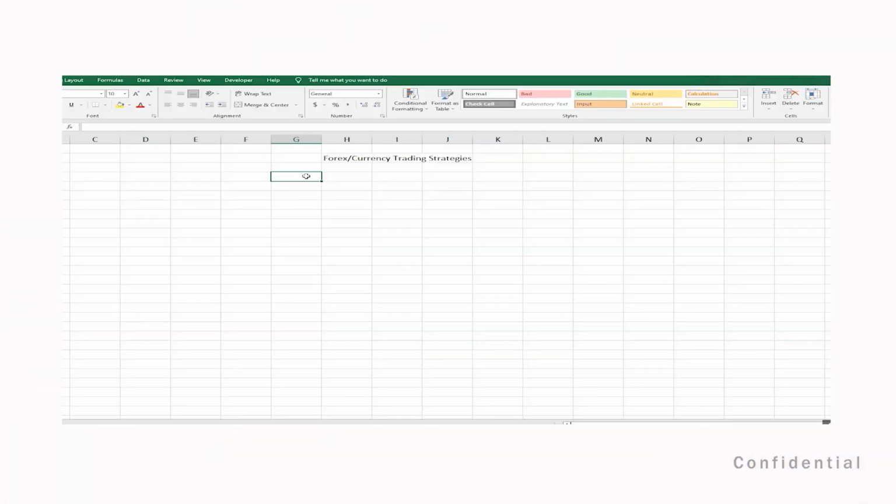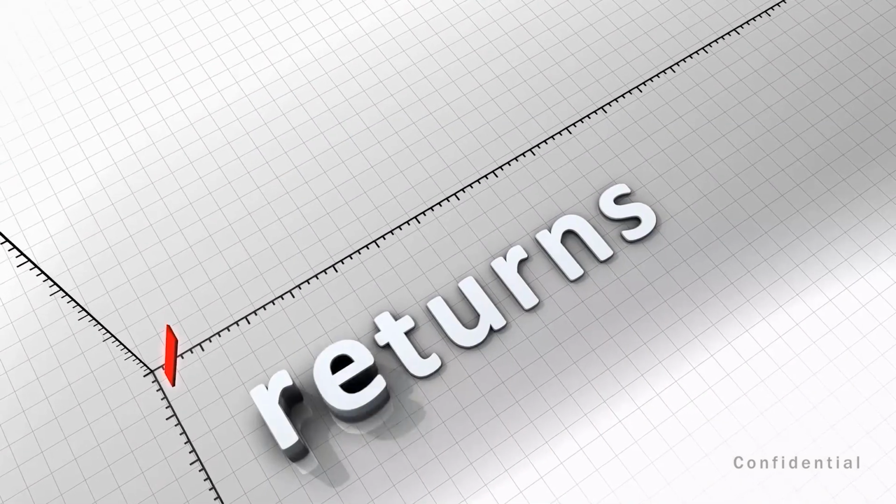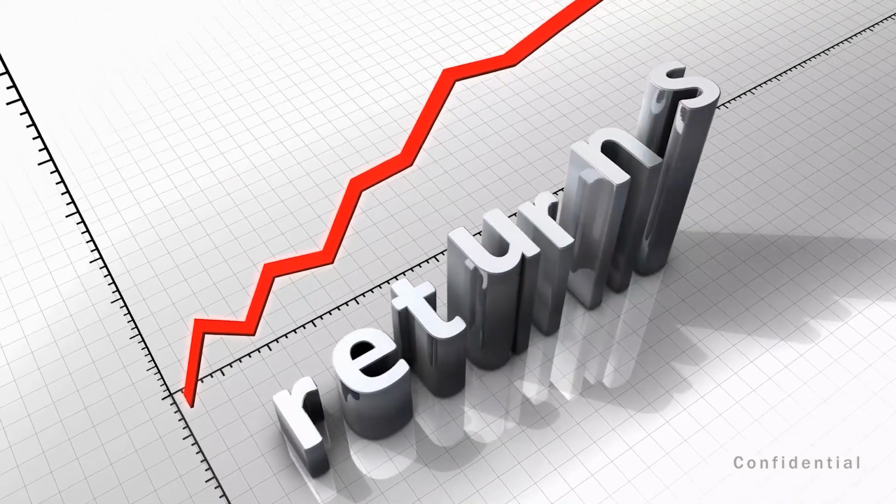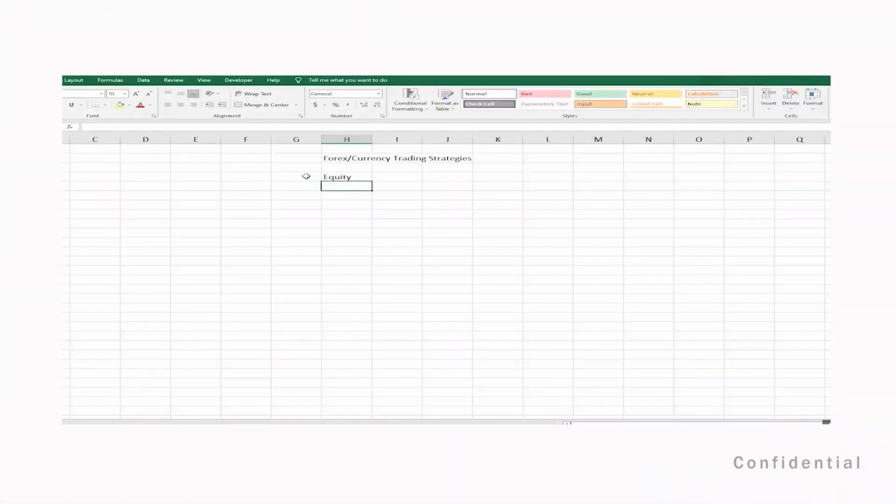So one, I hope everyone knows what is an asset class. Asset class is something where we can park our money. Asset class is something where we can store our money. Asset class is something that generates return for us in the future. Like for example, equity is an asset class. Commodity is an asset class. Currency is an asset class.